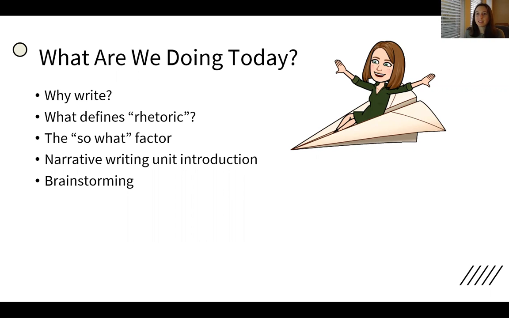For this first 2 weeks lecture, I have a little list here of what I'm going to be going over, starting with why write in the first place, why take this class. I'm going to let you know. We're going to go over the definition of rhetoric and how it applies to your writing and this class. It's a very important term to understand. What I like to call the so what factor and how it applies to your writing. I'm sure you're sensing a theme here. I'm then finally going to go over the narrative writing unit and give you a little introduction to your brainstorming activity that is due at the end of the week. So let's get started.